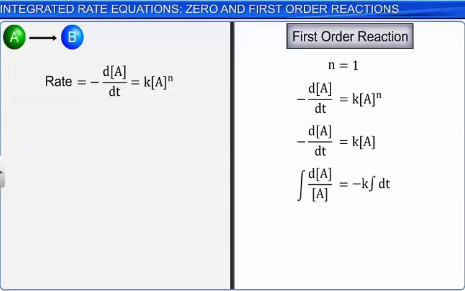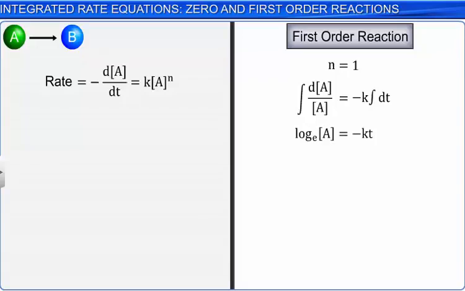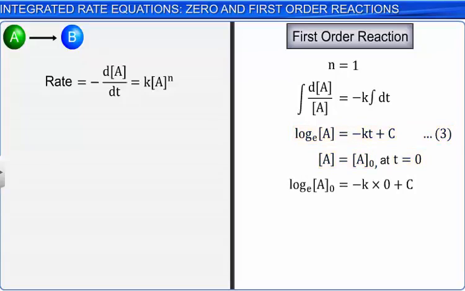Integrating both the sides, we get log concentration of A to the base e is equal to minus k multiplied by t plus C, where C is the constant of integration. Let this be equation 3. Let the concentration of reactant A be A0 at time t is equal to 0. Substituting the value of A0 at time t is equal to 0 in equation 3, we get C is equal to log concentration of A0 to the base e.